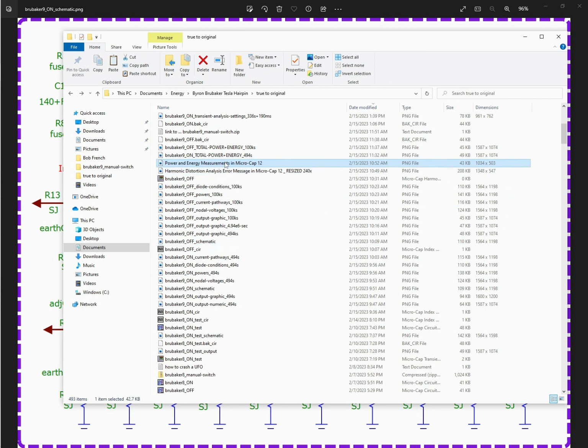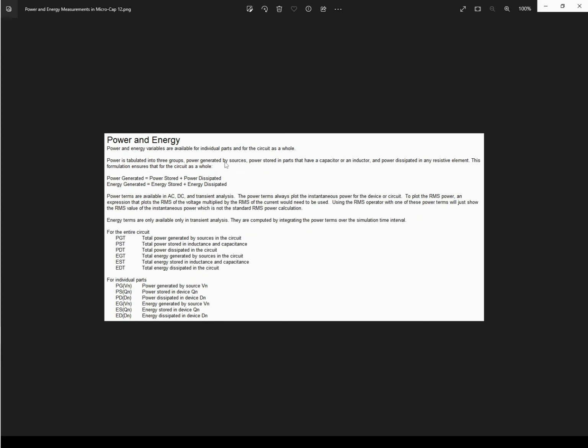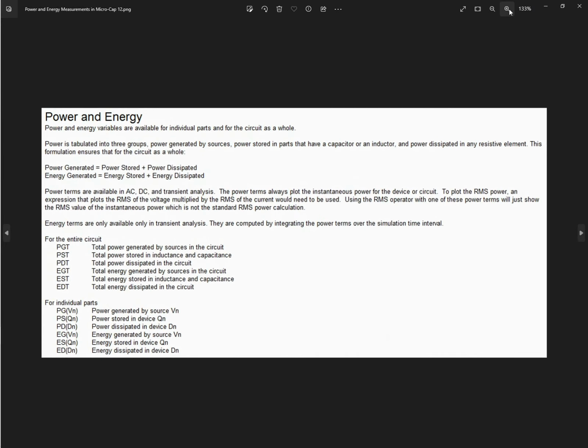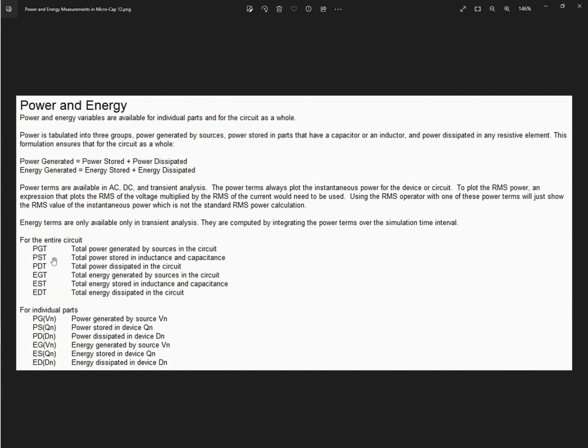So I found this in the help file of MicroCap 12, and it's kind of interesting because it says you can do an analysis for the entire circuit, its power and its energy. You can also do individual components, but I didn't get anything useful out of that. But I did get some interesting information out of doing the entire circuit. So since I don't have a source, I did it anyway because I pre-charged capacitors.